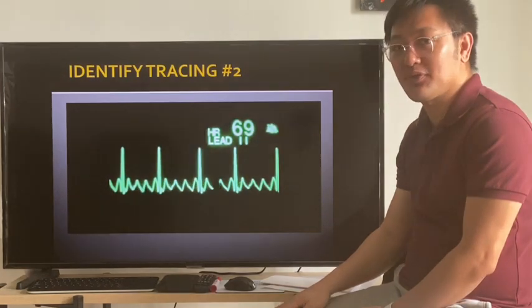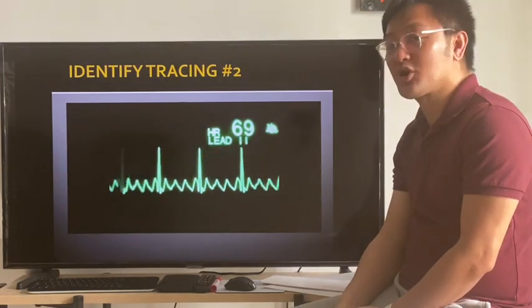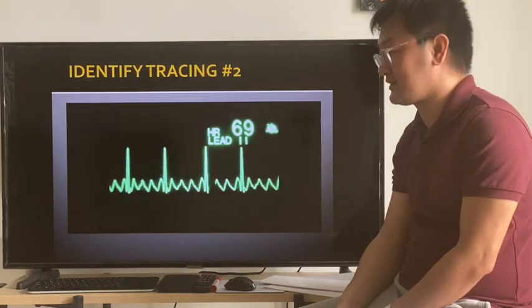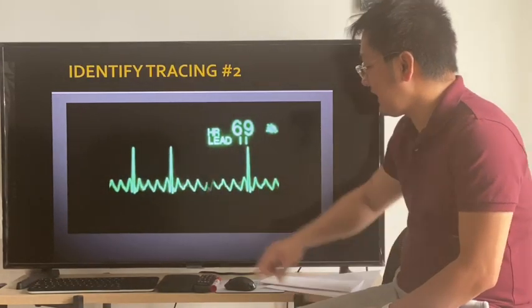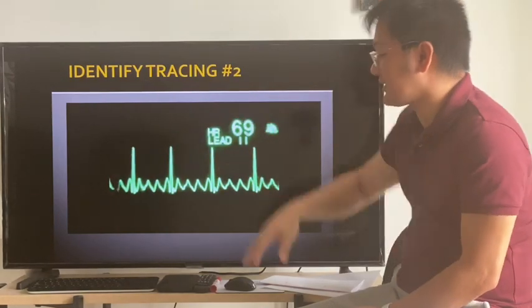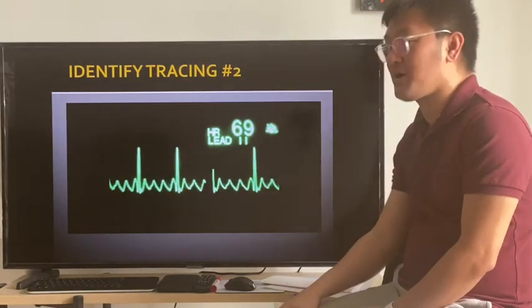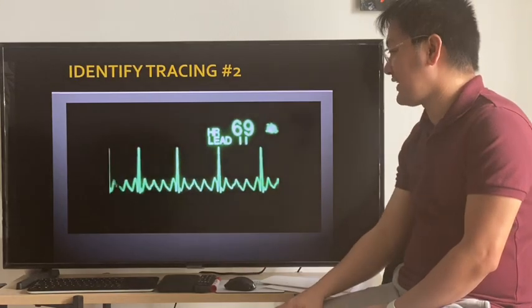Make a wild guess. What do you think this is? You are correct if you answered atrial flutter. Remember, it resembles a sawtooth in appearance. Okay? And the rhythm is usually irregular, and there's a QRS complex. Correct, it's your atrial flutter.